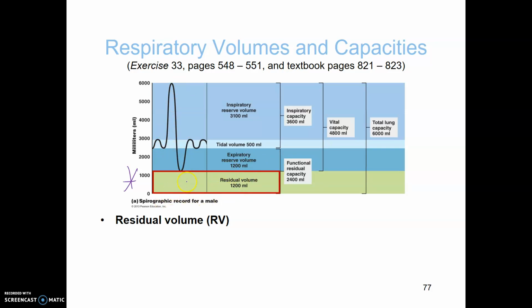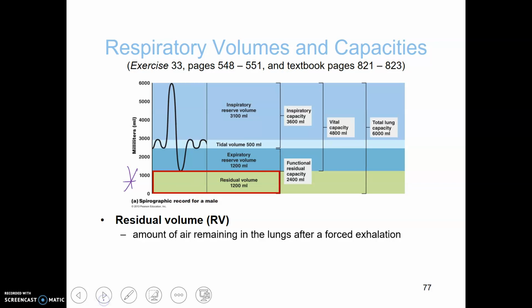Meaning that this is air that is trapped in our lungs that does not get out. So your residual volume is important because it's going to be the air that remains in your lungs at all times. And it's essentially keeping your lungs inflated. And why is that important? Well, because in between each of your inhalations and exhalations, we need to make sure that we're constantly supplying the blood with oxygen.